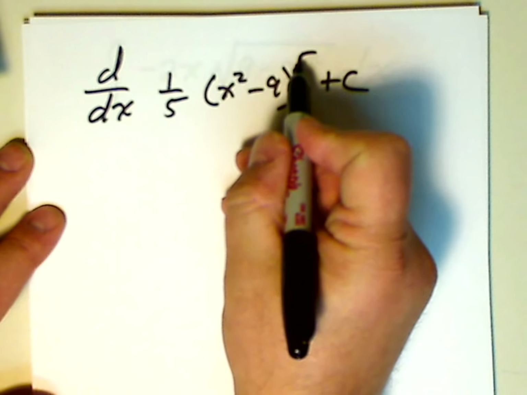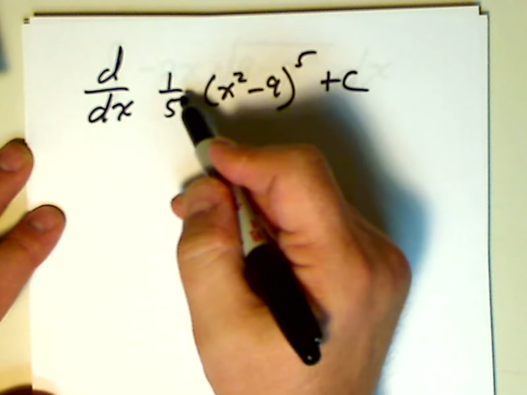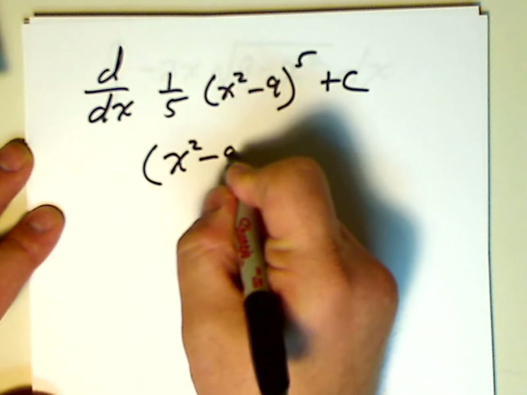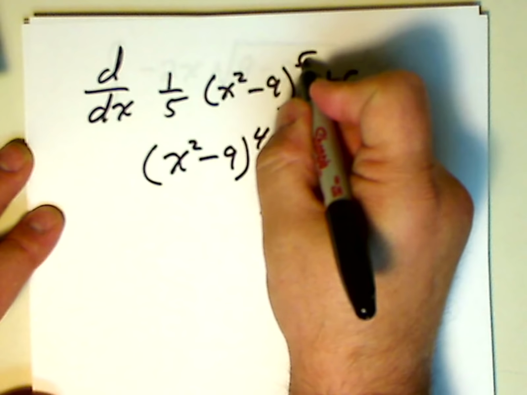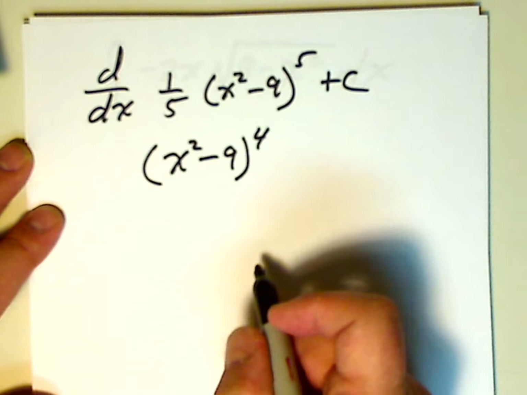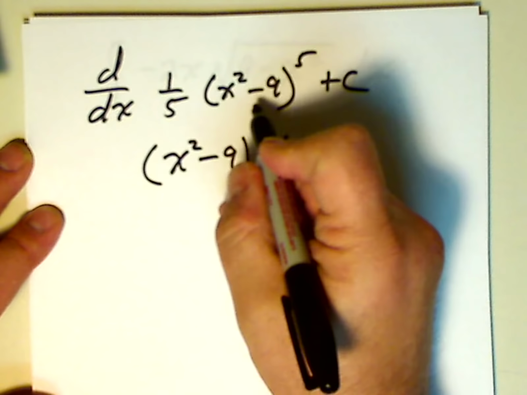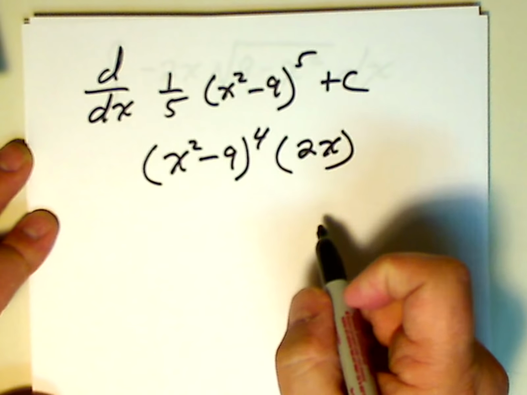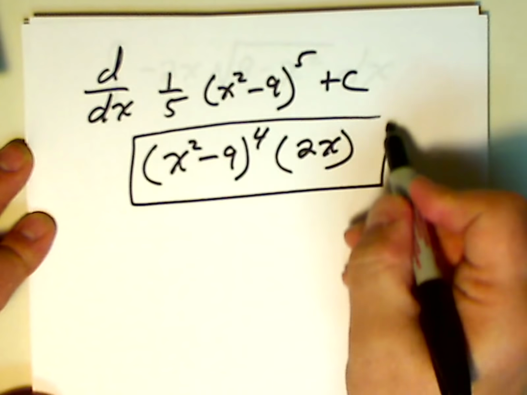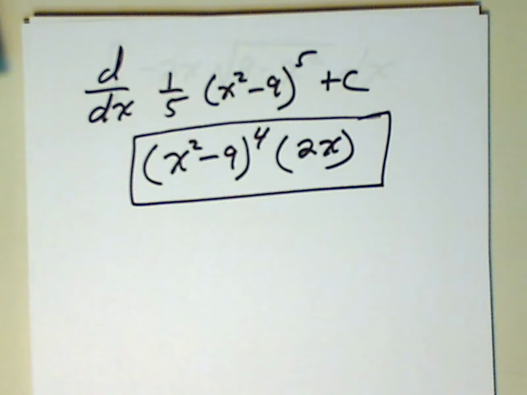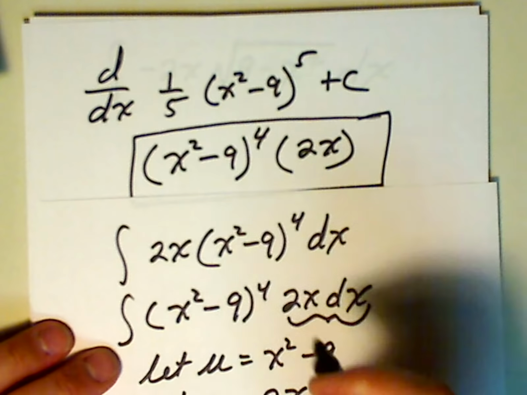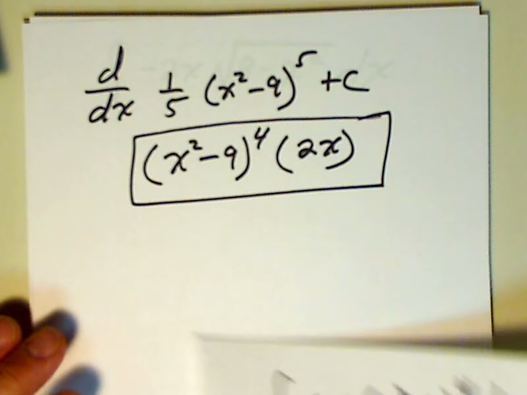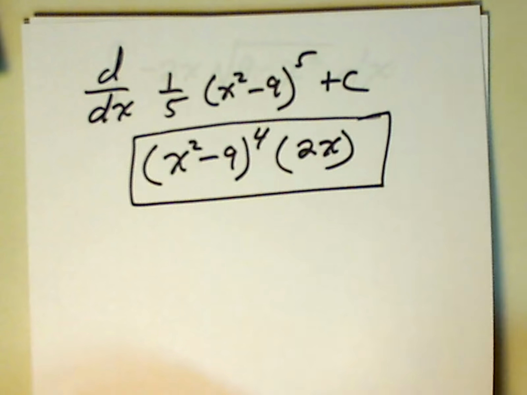So, okay, let's use the chain rule to differentiate this. 5 times 1/5 is 1, times (x squared minus 9) to the 4th, right? We subtract 1 from the exponent. We multiply by the derivative of the inside term, which is 2x. So there's what we started with, I believe: 2x times (x squared minus 9) to the 4th. So it checks. Everything is good.